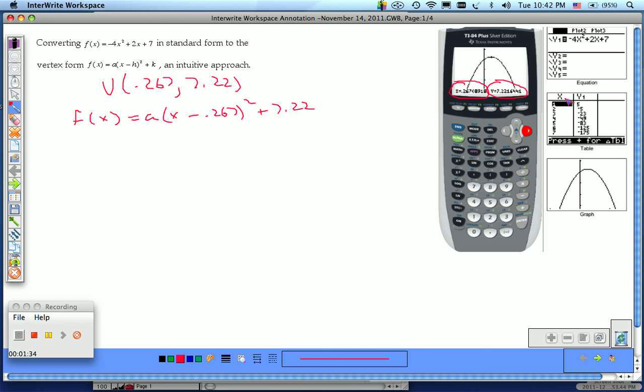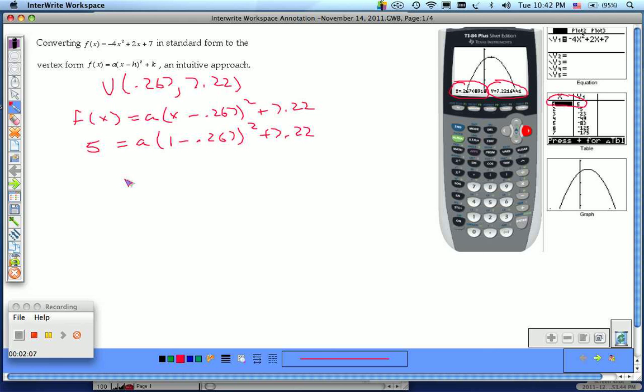and select the value in the domain, which gives you the output in the range, and the value I'm choosing is 1 and 5, so I'm going to plug in for f of x 5, and then also in for x the value of the domain, which gave us the output of 5, which is 1, so 1 minus 0.267 quantity squared plus 7.22.